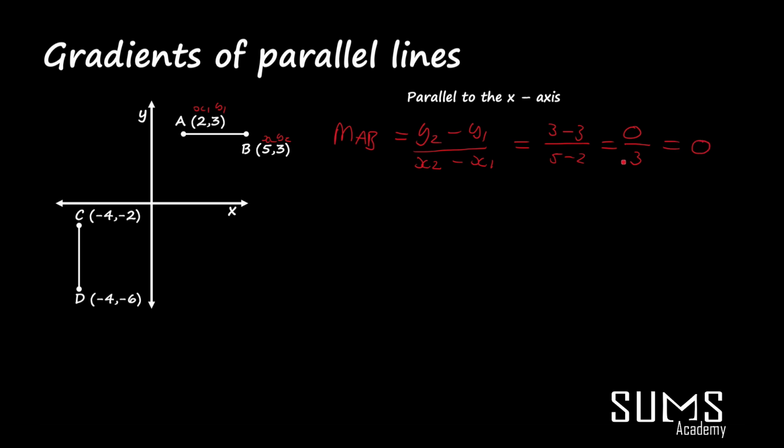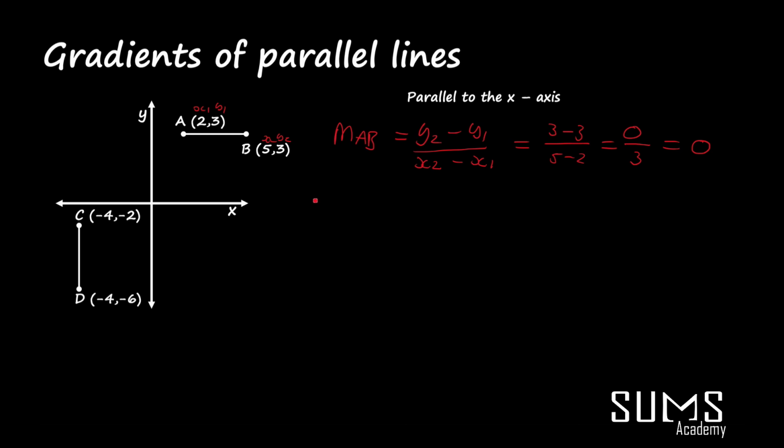So you can see that the gradient of this line is 0, but it makes sense because if gradient is the change in y over the change in x, you can see here it's a straight line and the y coordinate doesn't change at all. So it's not surprising that this comes out to be 0.